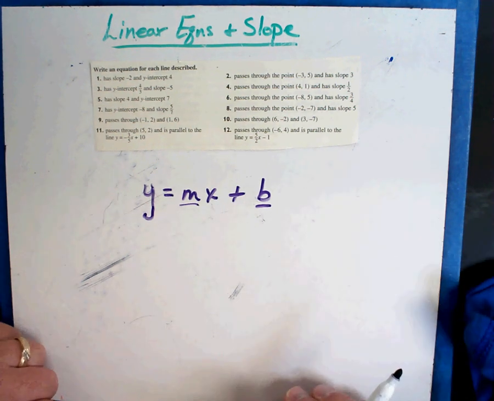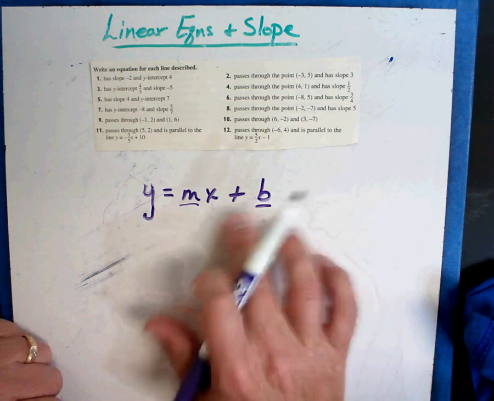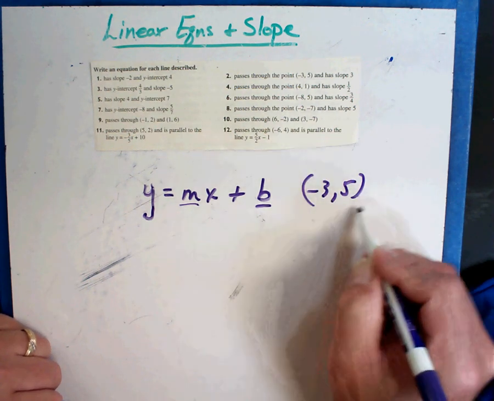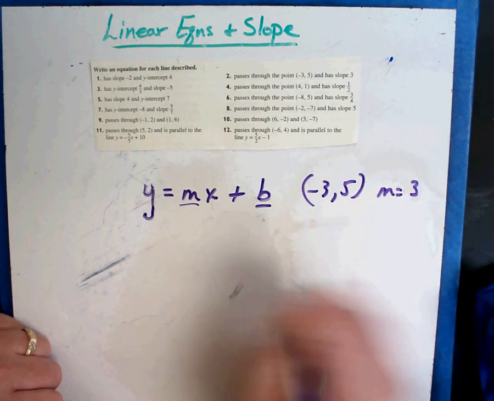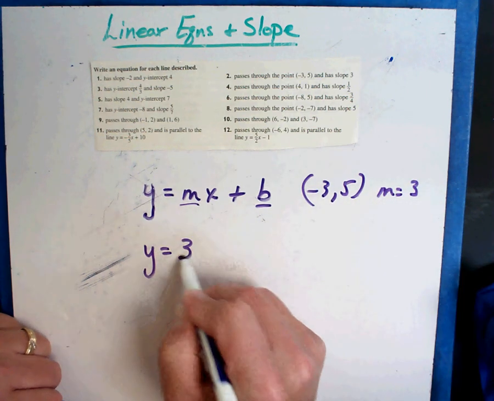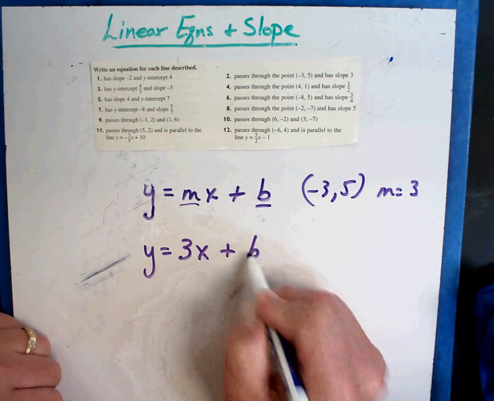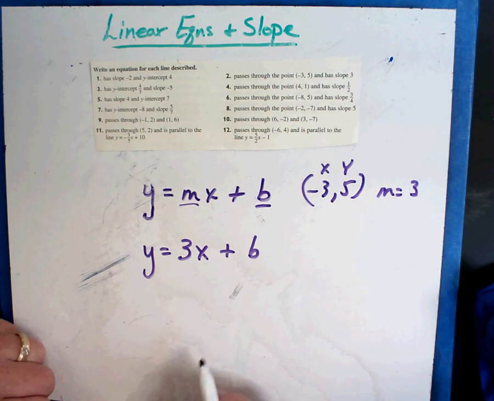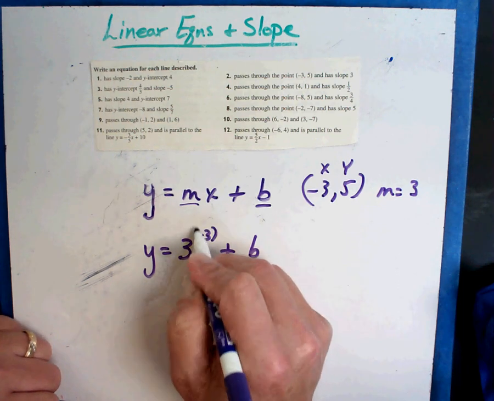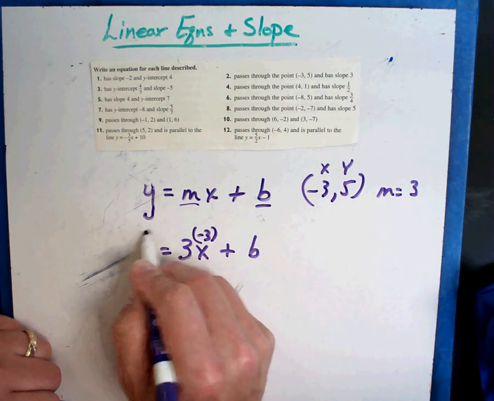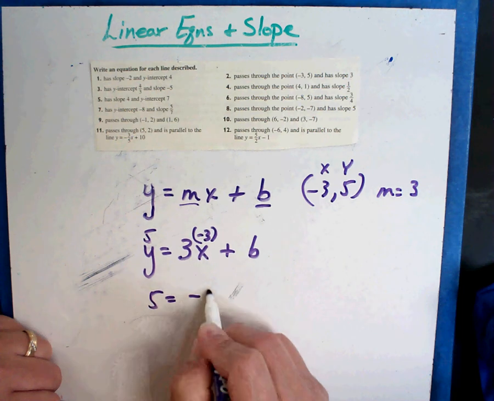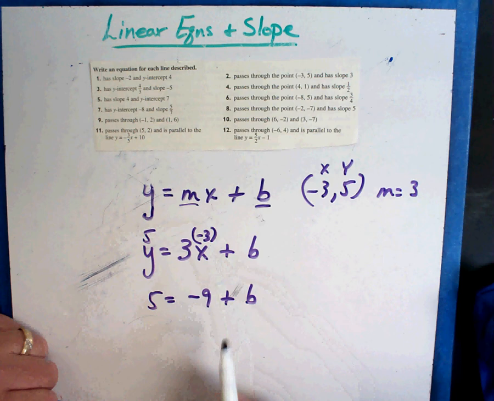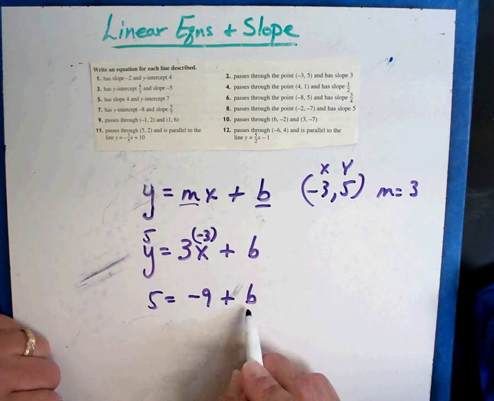Let's try number 2. A line that passes through the point -3, 5, and has a slope of 3. So my slope is 3. So y equals 3x plus some number. But I know that all points are x, y, so if I plug those numbers in, I'm going to put a -3 there, there's my x, and a 5 there. So 5 equals -9 plus b. All I did was substitute those numbers into the equation. B's already right here, so I'll leave it there.